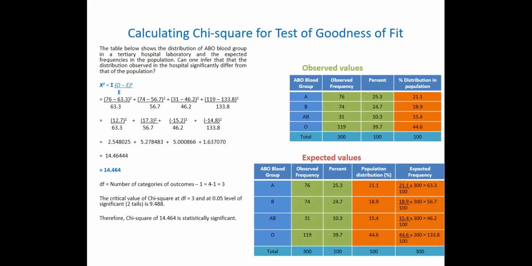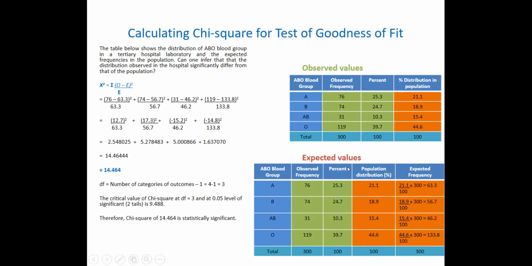If your observed and expected frequencies are the same, that's the frequency you expected. So you expect your observed to be that. You do it for the second one, 18.9 over 100 times 300, and so on, and it will give you all the values. If you add all of them together, it should be equal to 300.